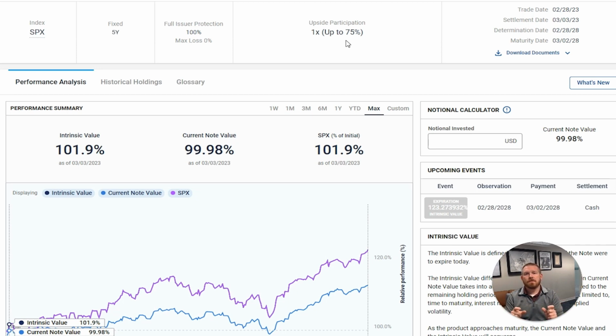So this might be a good fit for clients that feel the need to participate in the stock market and the equities, but don't want to experience that full downside participation of a traditional equity investment.